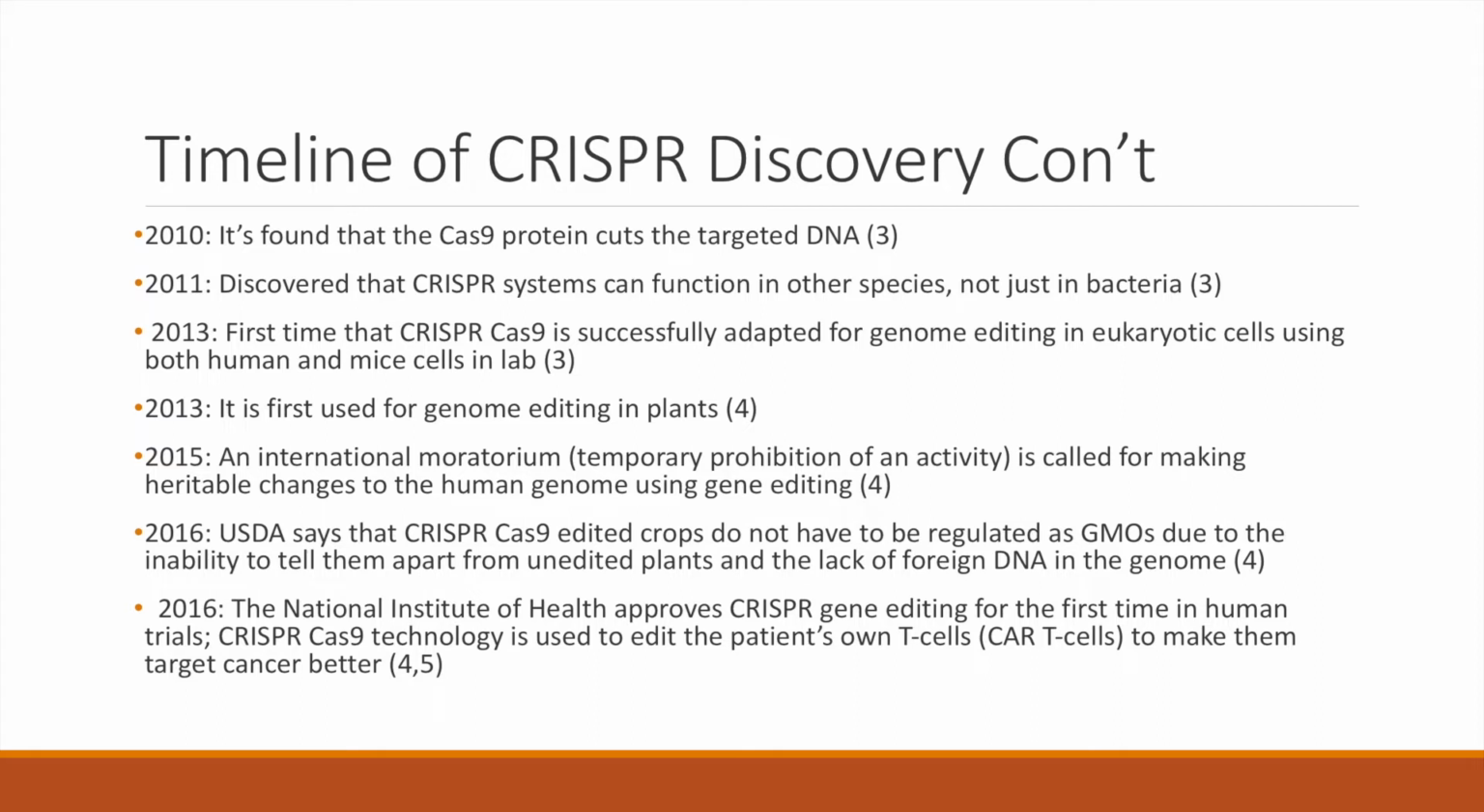In 2016, the USDA says that CRISPR-Cas9 edited crops do not have to be regulated as GMOs because you couldn't tell them apart from unedited plants and the lack of foreign DNA in the genome. So this basically says that you can't really tell when things are edited because it's so similar to being unedited, and you don't have to input foreign DNA into the plant to edit it, to force it to do something that the plant usually doesn't do. You just have to edit the plant's genome itself. So it couldn't be called a GMO.